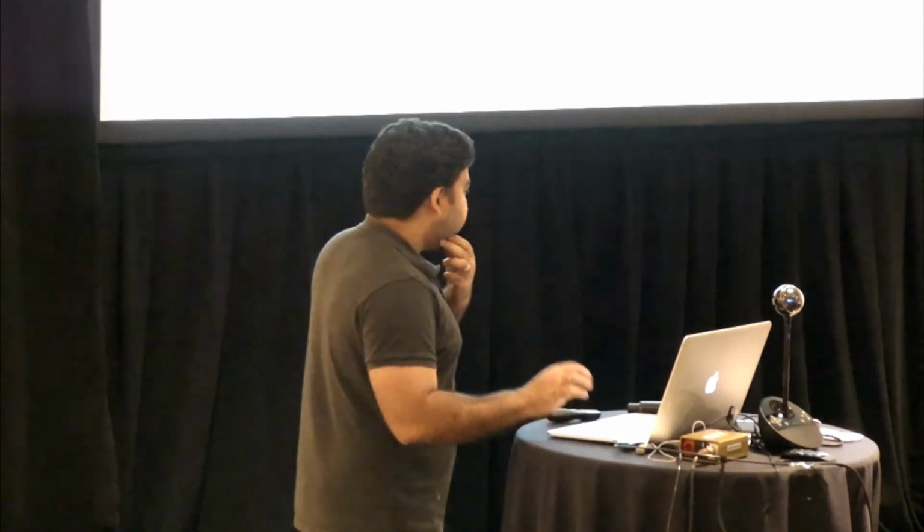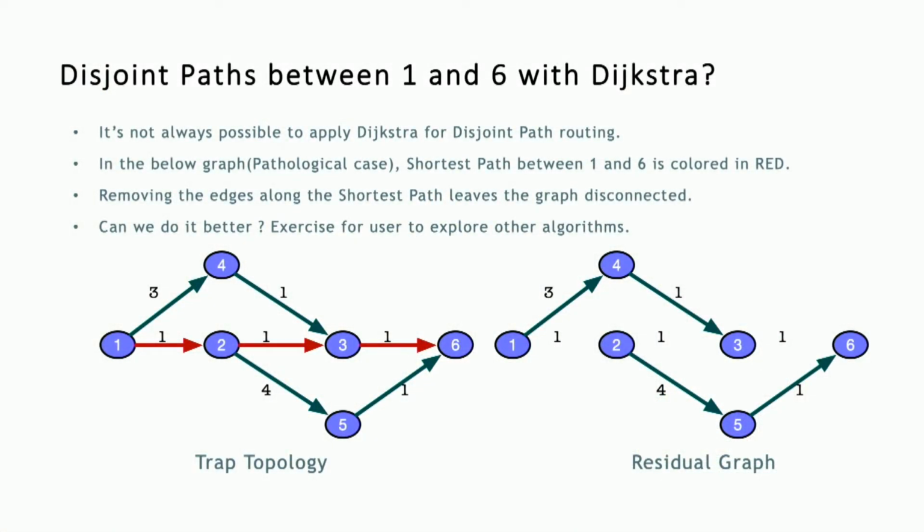One thing I want to make sure of is that Dijkstra will not always be able to find paths with this method. For instance, if you look at this topology itself, you have 1, 2, 3, 6, which is going to be your shortest path. And if you always prune those edges, you're going to end up with a graph where there is no path from 1 to 6. There's no path, right? So the point here is that, just because I am saying for the sake of the hackathon that you can use Dijkstra for finding disjoint paths, in reality, it's not always the case. People look at better algorithms to solve that problem. There are different algorithms that you can look into if you're interested.